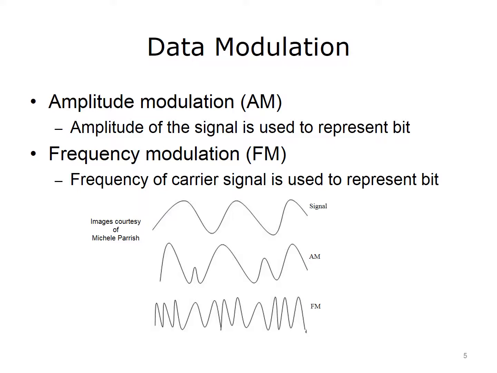Frequency modulation is used by FM radio. The signals are carried longer distances and are less susceptible to interference by other electric sources. Think of FM radio stations. The graphic on this slide is an example of amplitude modulation and frequency modulation for an analog signal.